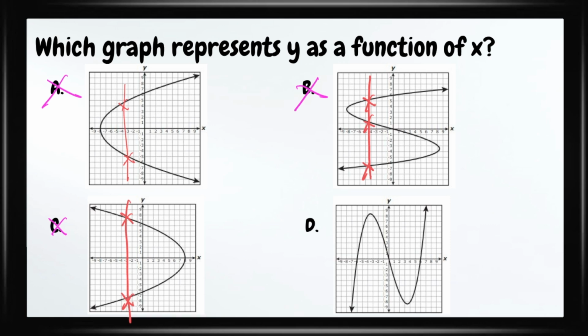At last, in D, I start moving my vertical line, and even though the graph is going up and down, at no time will I ever be touching more than 1 point, meaning my vertical line will never cross this line more than once at a time. That means that this is a function. D is my answer.